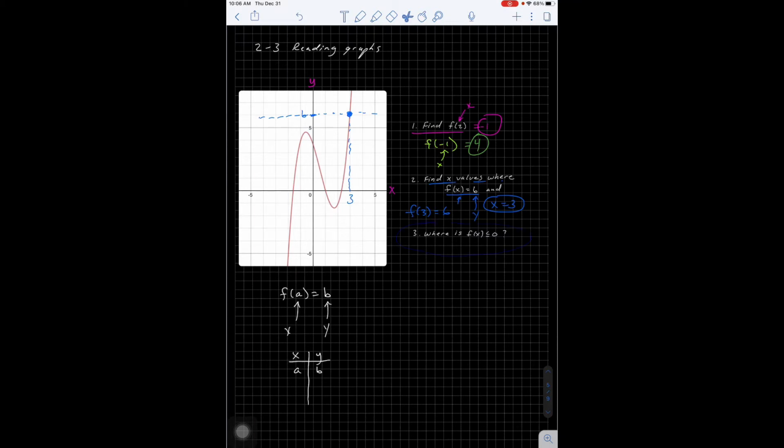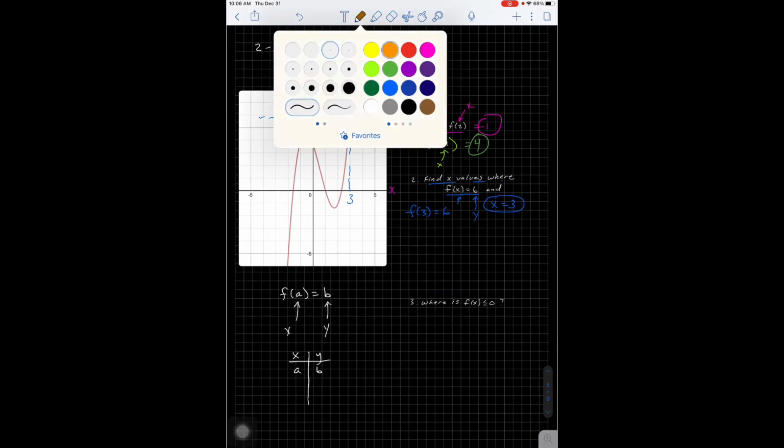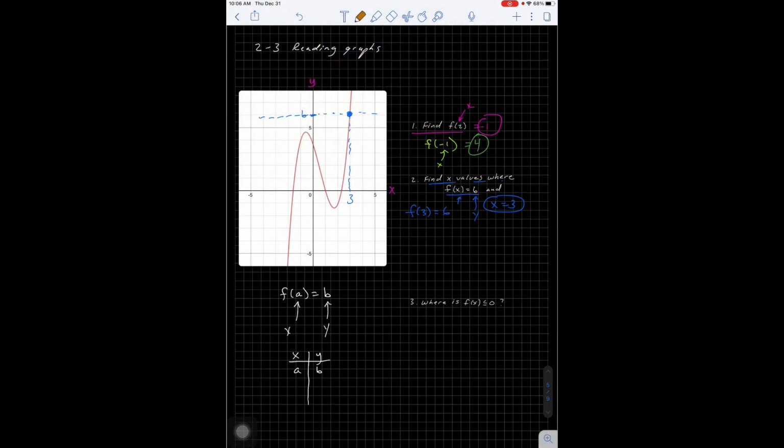Alright, let me have you try one on your own. Why don't you try find the x values when f of x equals 0. So pause that and see if you can figure that out.